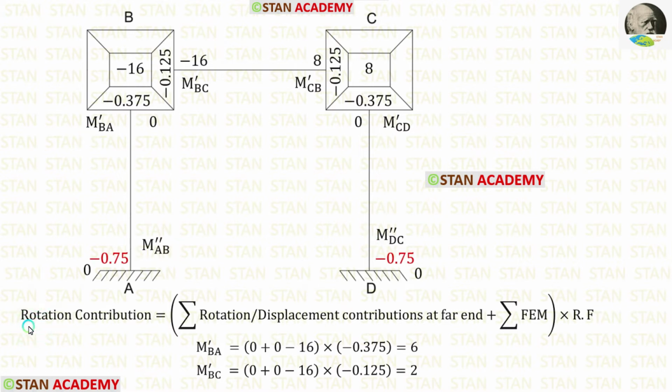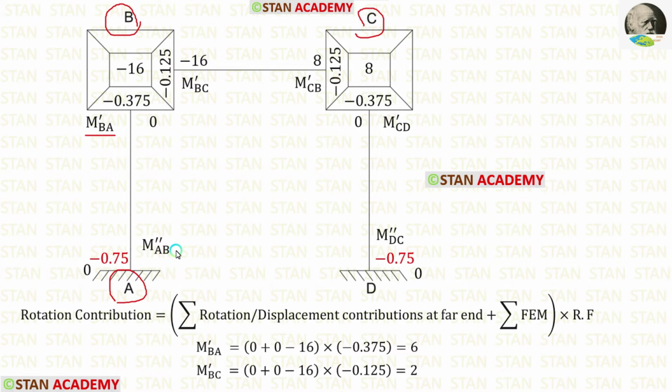The formula for the rotation contribution is summation of rotation or displacement contributions at far end plus summation of fixed end moments into rotation factor. First, we have to find M'-BA. M'-BA is located in the point B. For the point B, the far ends are the point A and the point C.